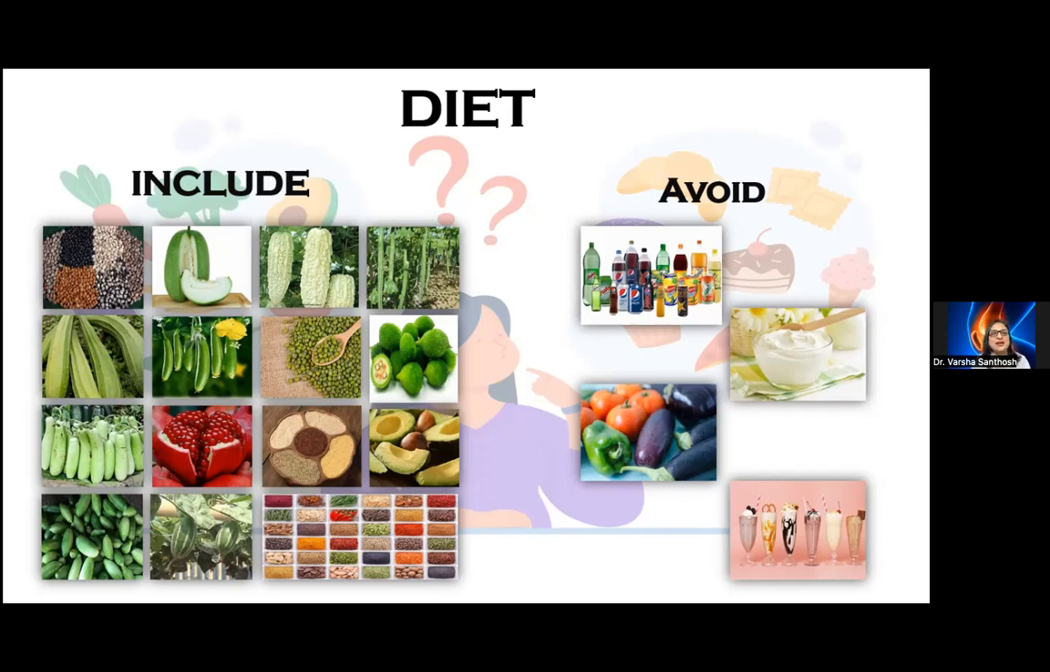We see some ridge gourd, snake gourd, bottle gourd, ash gourd. There are some millets. Fruits like pomegranate, which we don't like to buy because there is a lot of work to de-seed them and eat. All that we don't like is very good over here. What we like is out in the avoid section, unfortunately.